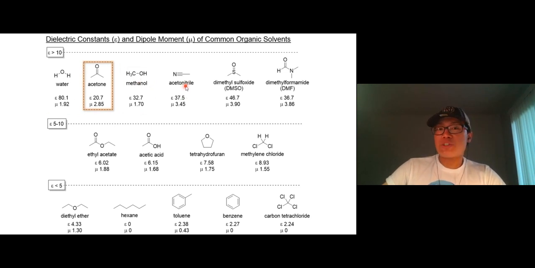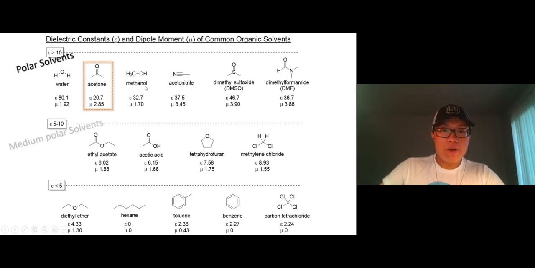You might have heard of acetonitrile, maybe some of you. This one, I don't think you have heard before: dimethyl sulfoxide, DMSO, and dimethylformamide, DMF. But I'm sure you know water, acetone, methanol. These are the main three polar solvents.